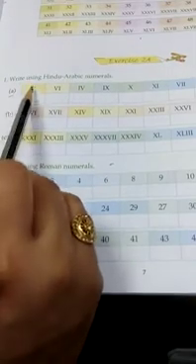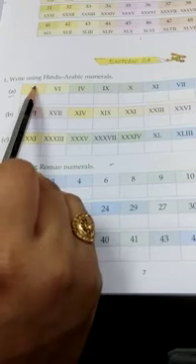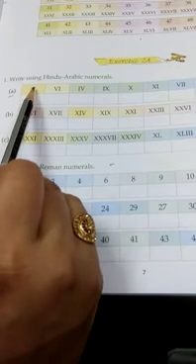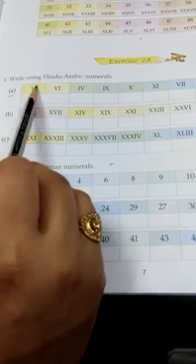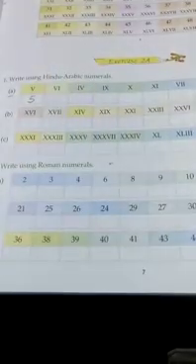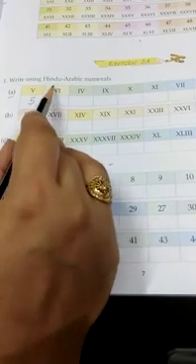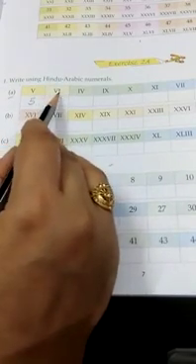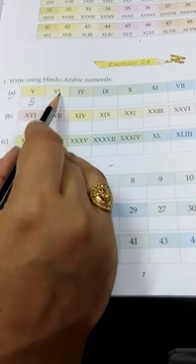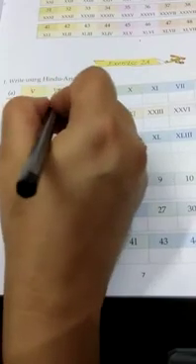Okay. Now see A part. Here we have given V. What is the value of V? Beta, as we have already done, the value of V is 5. So I will write here 5. Okay. Now see VI. The value of V is 5 and the value of I is 1. So 5 plus 1, this will become 6. So here I will write 6.